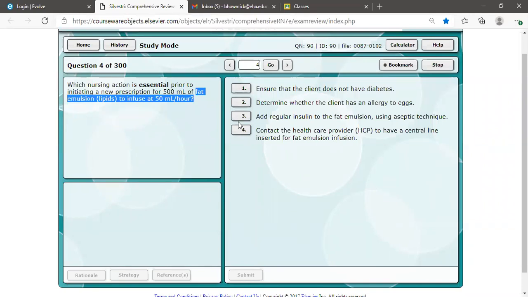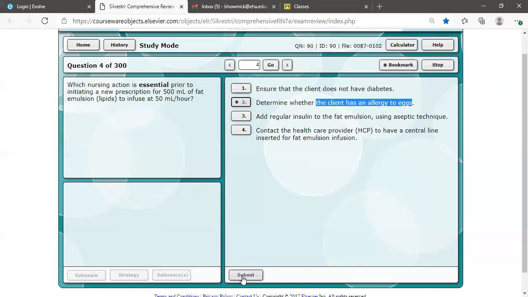What else? Let me read the four options. They said, ensure that the client does not have diabetes. It does not matter about diabetes. If there were too much fluid infusion, that time it would become a question about diabetes. Determine whether the client has an allergy to eggs, or add the regular insulin to the fat emulsion using aseptic technique. Also contact the healthcare provider to have a central insertion for emulsion. So out of these four, allergy to the eggs is very important if the patient needs to infuse the fat, right? So in that case, it is the answer.